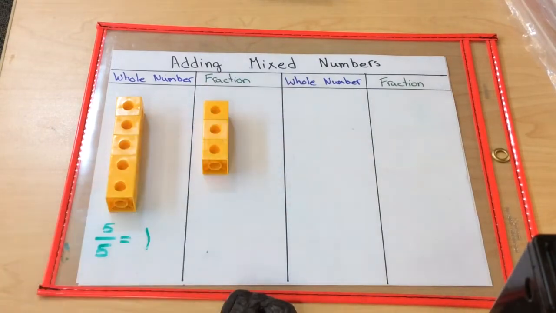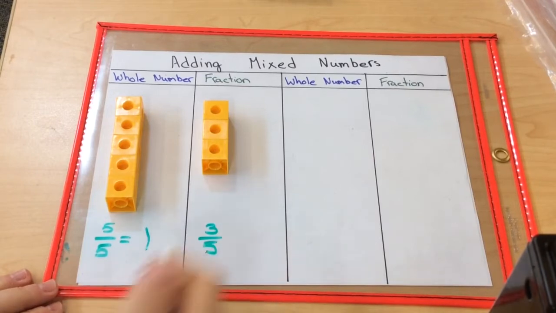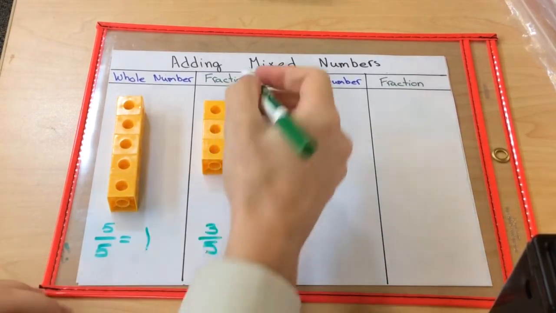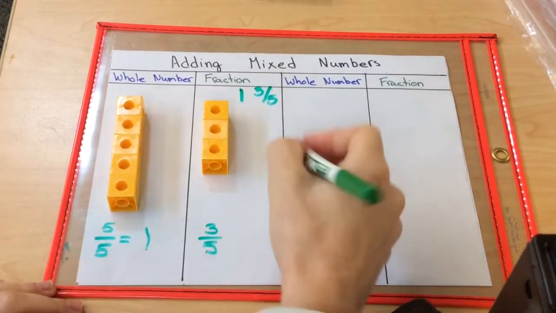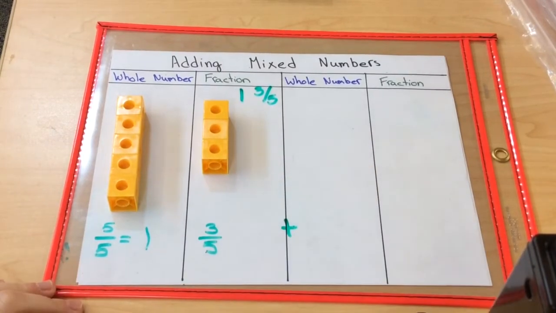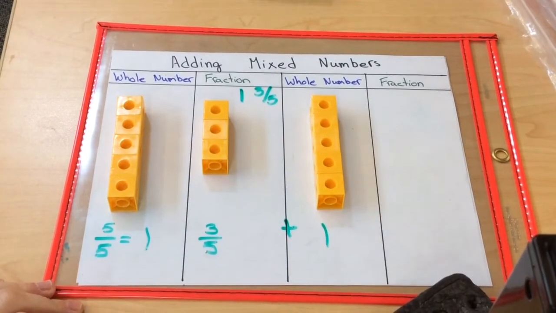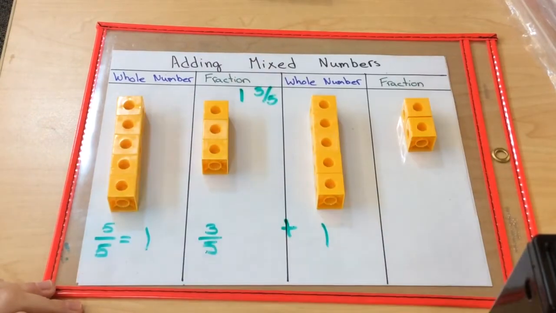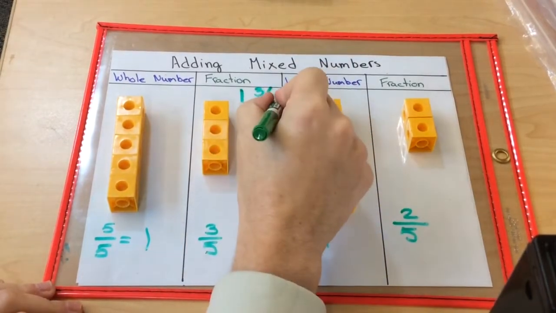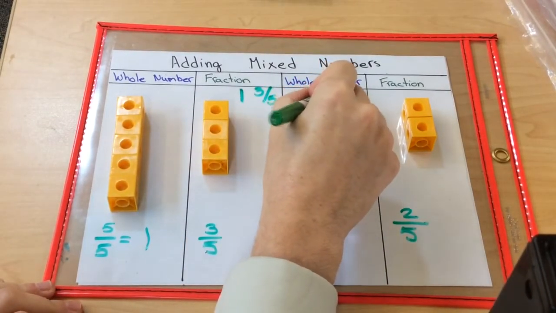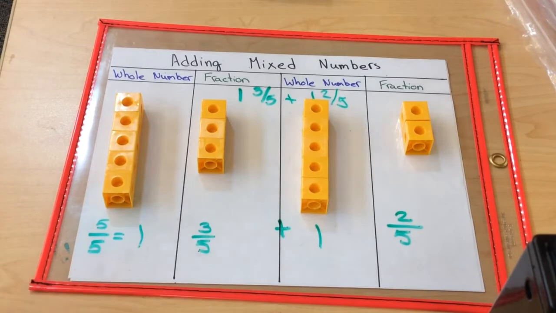And here's my fraction. 1, 2, 3. It is 3/5. So together, if I put my whole number and my fraction together, I'm going to be saying 1 3/5. And to this, I'm going to add 1 whole. And my fraction is going to be 2/5. So if I were to put this together, it would be 1 2/5. So if you remember from the last example, we always start with our fractions.